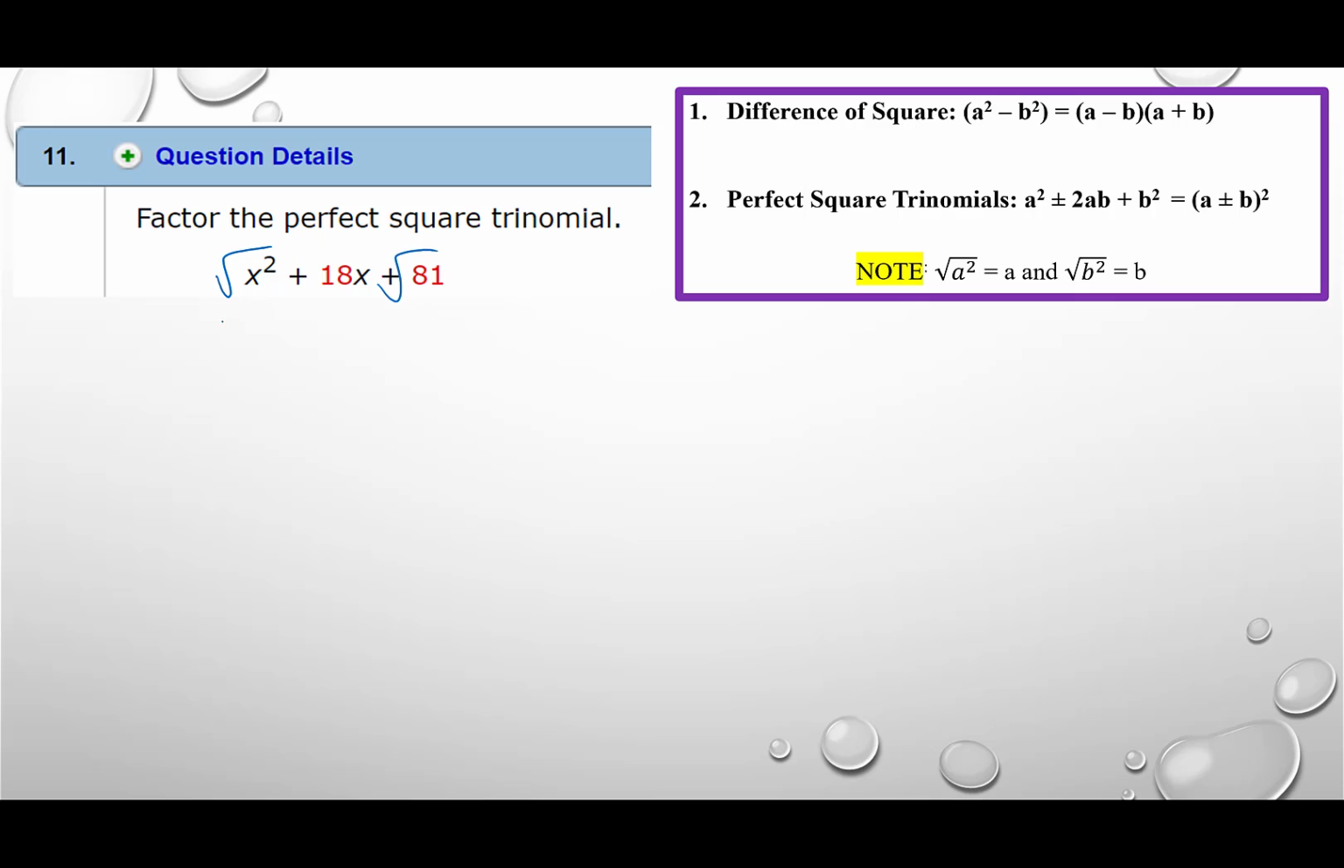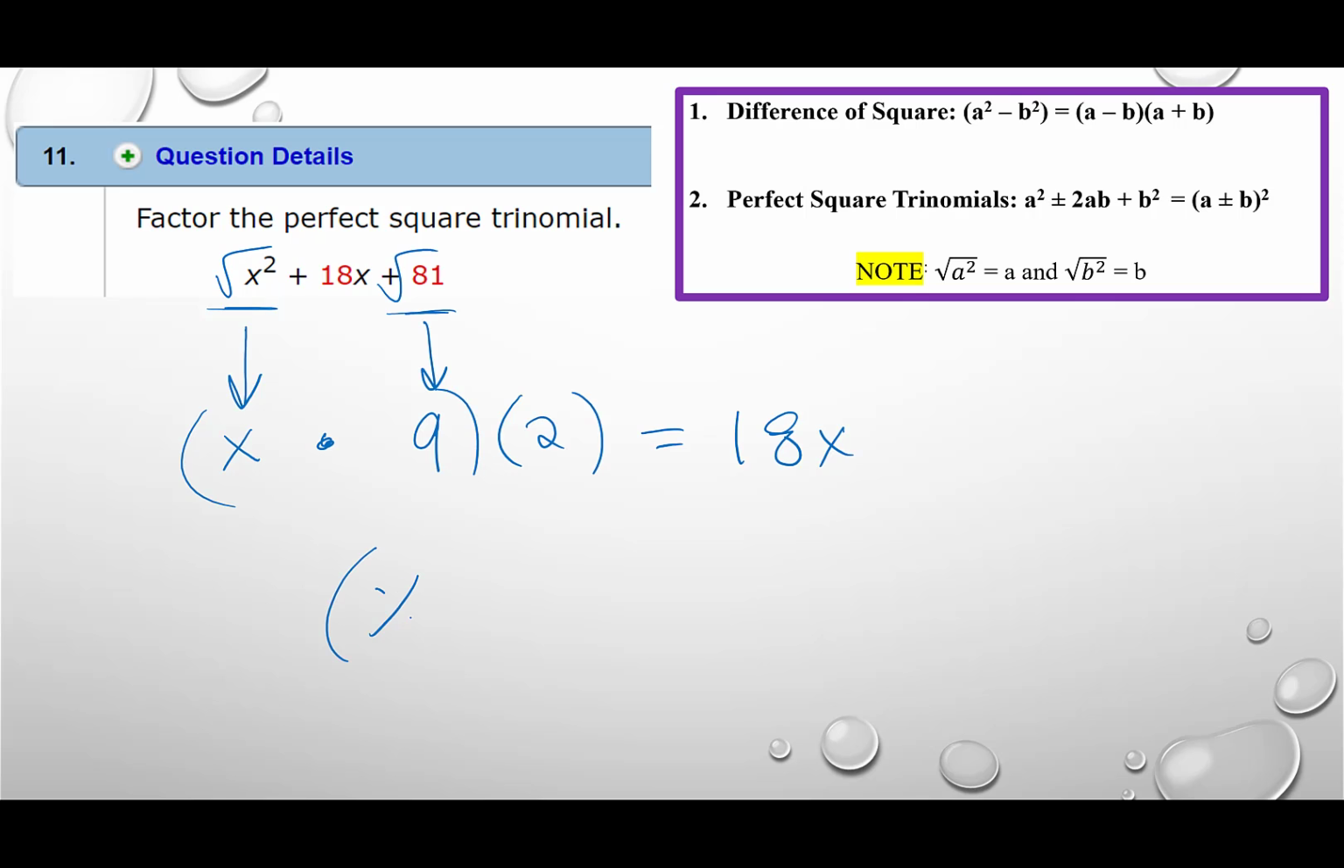So take a look at this one. X squared is the first term, and that's a perfect square number. 81 is the last term, and that's also a perfect square number. If we were to take a square root of x squared, that's x. If we took the square root of 81, that's 9. If we multiplied those together and doubled it, it would be 18x. And so that proves that this is a perfect square trinomial. And so the answer format is going to be x plus 9 quantity squared.